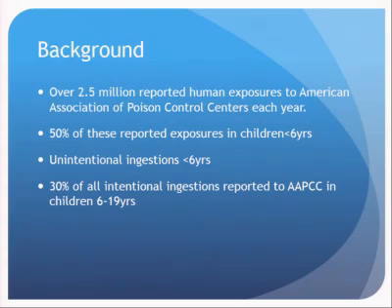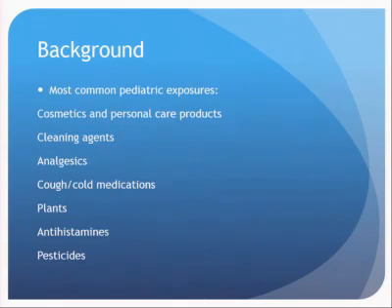So over 2.5 million human exposures are reported to the poison control centers each year. 50% of these reported cases are in children less than age 6. It's mostly unintentional ingestions in little kids. 30% of all intentional ingestions reported to the poison control centers are in children 6 to 19 years of age. That's including adults. So kids make up 30% of intentional ingestions.